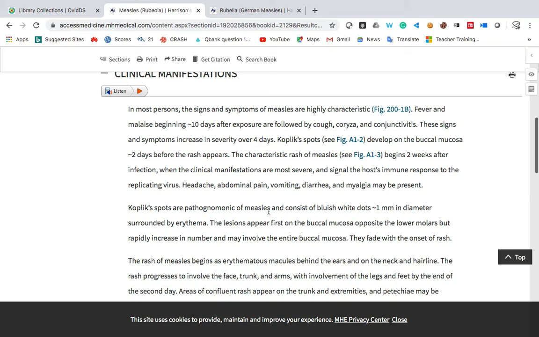But the thing we observe from here is that the fever and malaise start first, right? As per this line, fever and malaise beginning 10 days after exposure. So it started with the fever, followed by the 3 C's, cough, coryza and conjunctivitis, and then the characteristic rash of measles. So 3 things are very important in terms of measles: first of all, it starts with fever, then 3 C's, and then rash. Now, if Koplik spots are mentioned, then it's very easy to diagnose. Yes, this is a case of measles, but that was not the case in the recall.